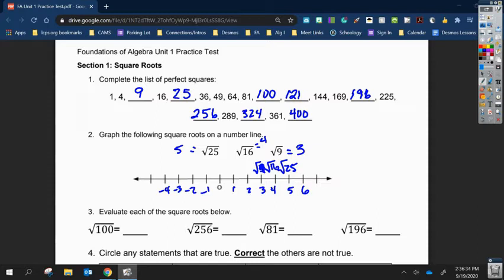Question 3 asks you to evaluate. This is the reverse of the process we did in question 1. The square root of 100 is 10. The square root of 256 is 16. The square root of 81 is 9. And the square root of 196 is 14. Remember that square rooting is not dividing by 2.